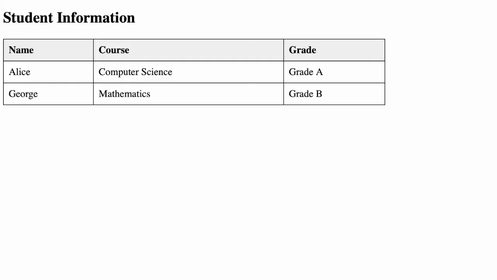The browser displays an HTML table that shows the names Alice and George, the courses Computer Science and Mathematics, with grades A and B.